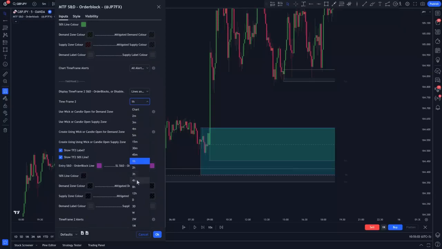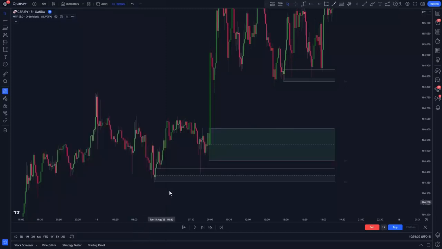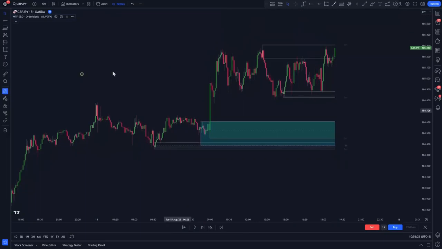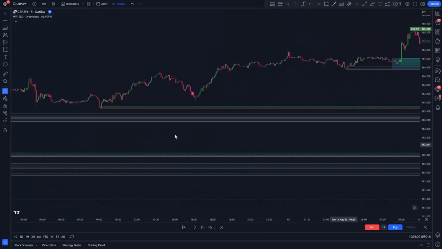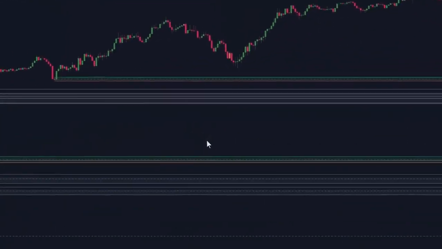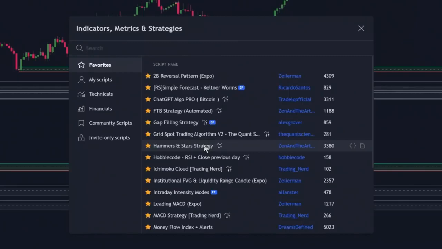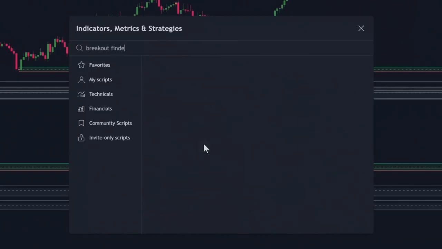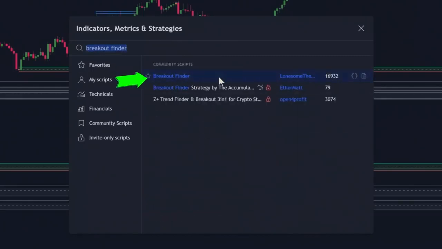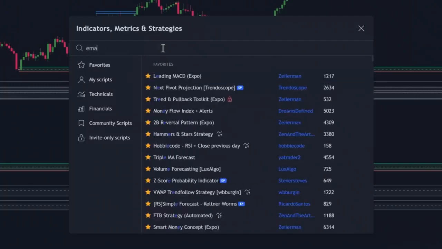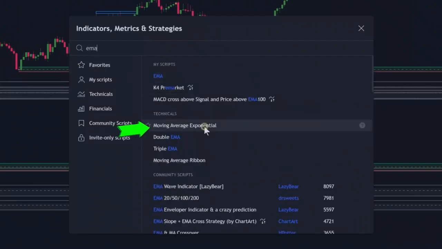For the strategy we're going to showcase in this video, we're going to leave all the settings at the default values. So click cancel. Now let's add 2 more indicators to the chart to craft our strategy around this indicator. On the indicator search tab, type in breakout finder. Select this one by Lonesome the Blue. Next, type in EMA. Select this one right here.